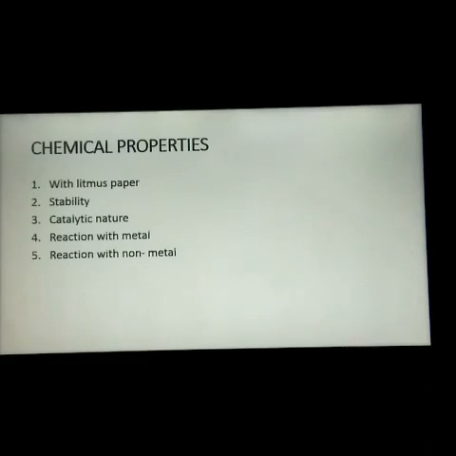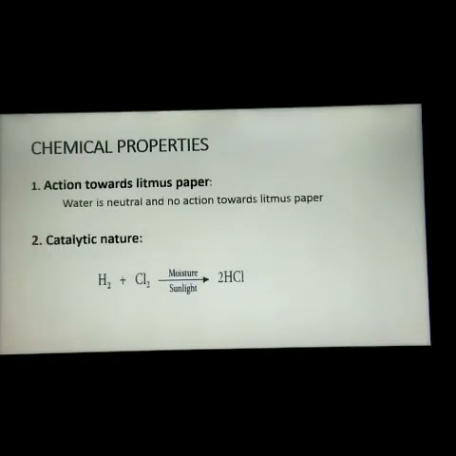Next, coming to the chemical properties of water, the first property will be reaction with the litmus paper, the second one is stability, and then catalytic nature, and then reaction with metal and non-metal. First, we shall see action towards litmus paper. Pure water is neutral in nature and it shows no action towards the litmus paper.